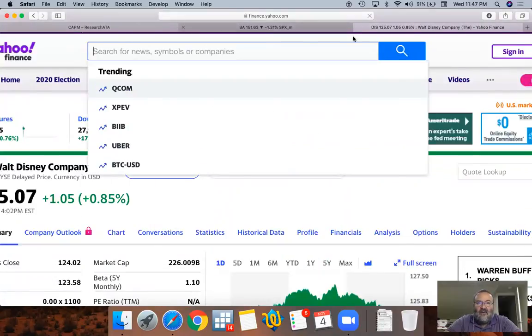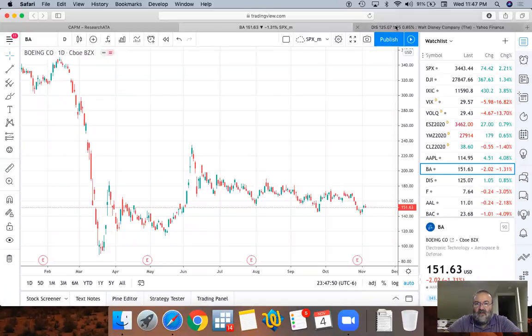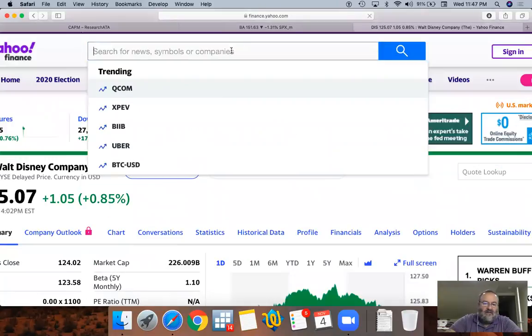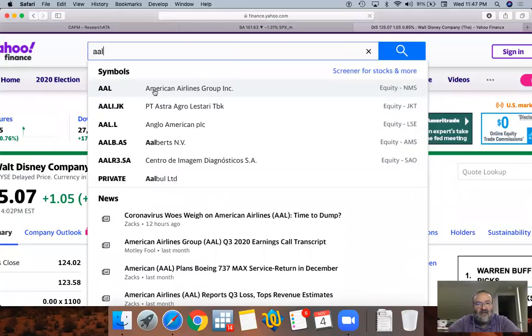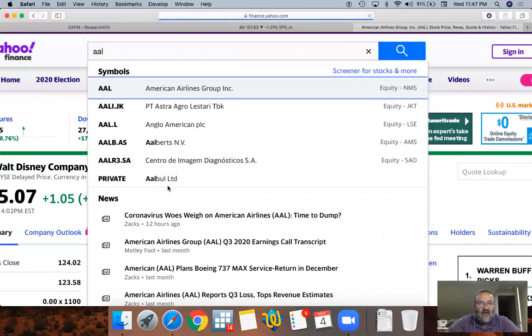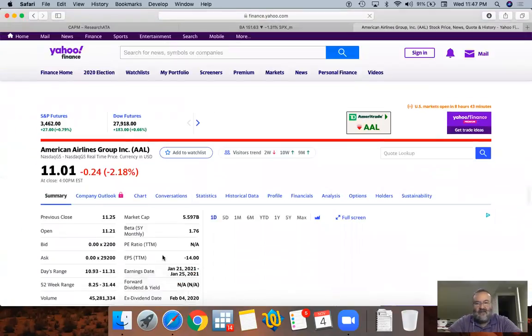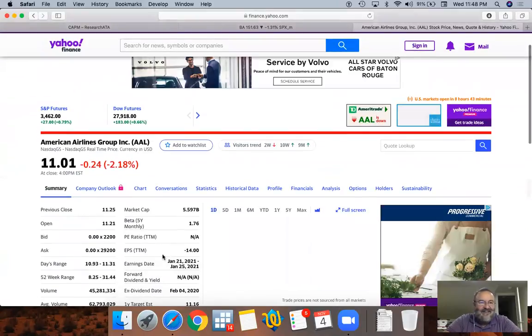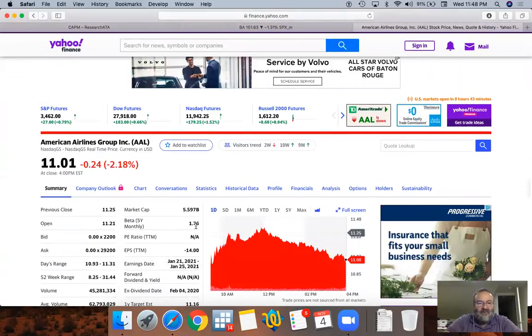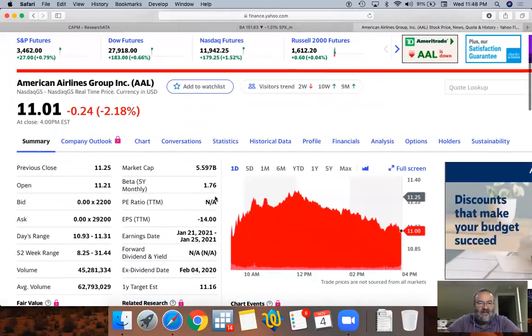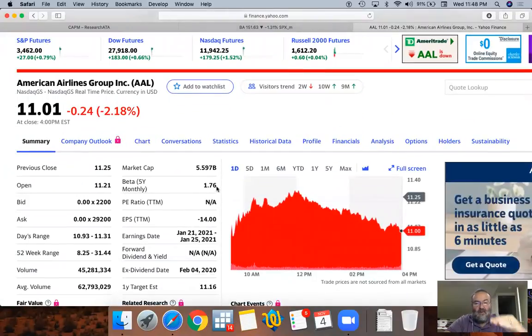So if you look at, say, American Airlines, I'm almost certain that it actually has a significantly higher beta. Yes, thank you. This time I was right. So American Airlines has 1.76, and that is, as if the market moves up by 1%, you would expect American Airlines to move up by 1.76%.